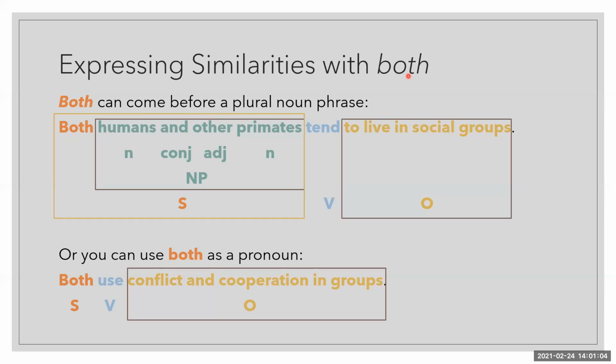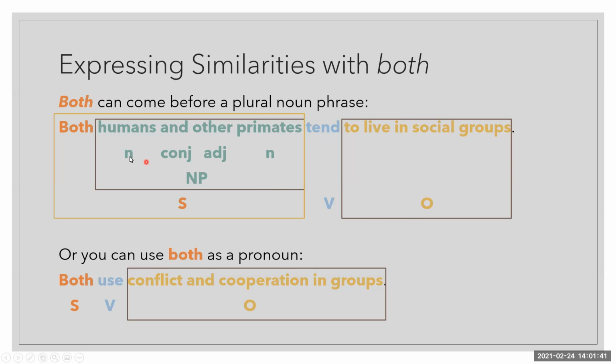So let's begin by looking at using the word both to express a similarity. So first we have here both being used in front of a noun phrase. So our noun phrase is humans and other primates. It's made up of a noun, a conjunction, an adjective, and a noun. That's our noun phrase. And we've put the word both in front of it as emphasis. And all of this makes up the subject of our subject verb object sentence.